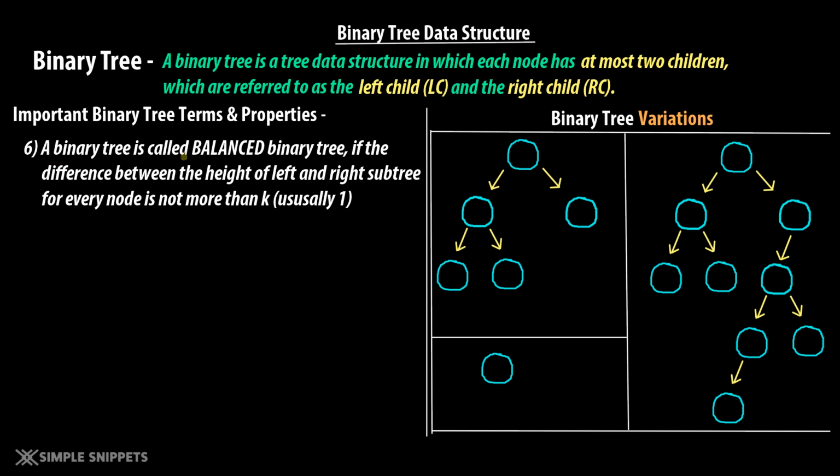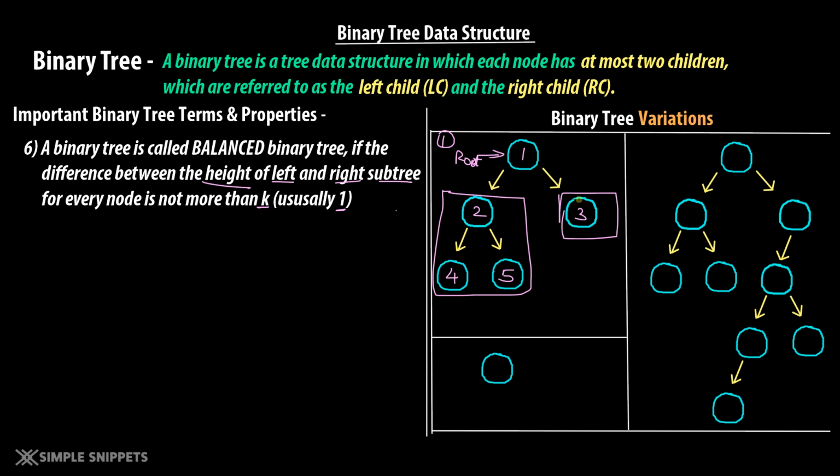So again, going through the definition, a binary tree is called balanced binary tree if difference between the height of the left and right subtree for every node is not more than k, which is usually 1. Okay, so let's take example 1. So this is the root node. What we have to do, we have to calculate the height of left and right subtree. So for node 1, this is the left subtree and this is the right subtree.